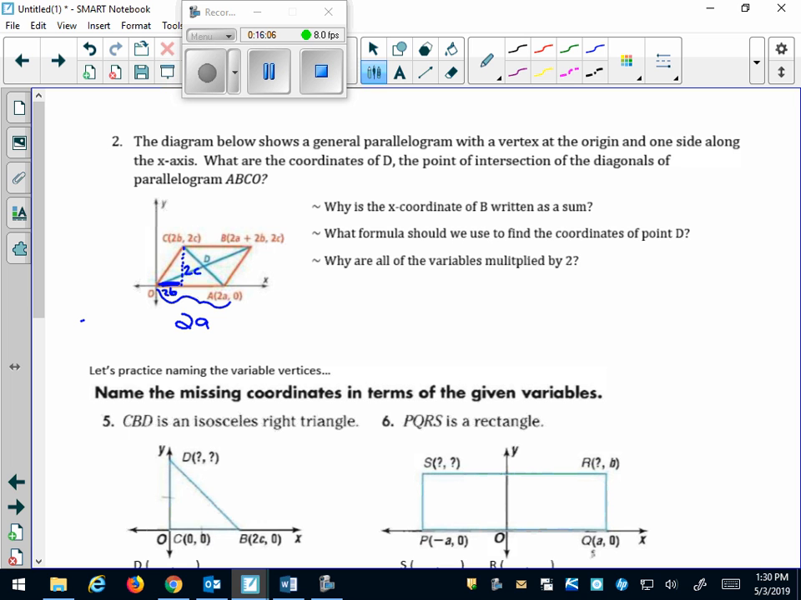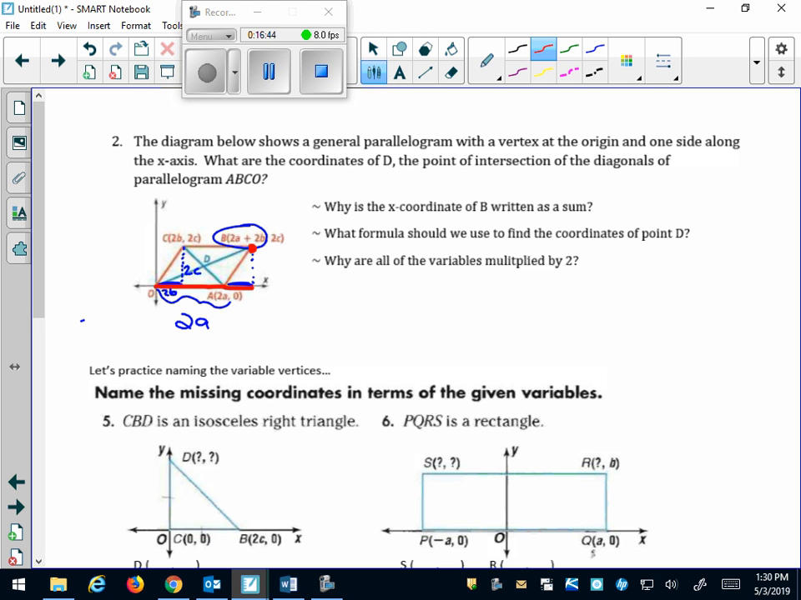And if it's a parallelogram, this piece and this piece will be the same. So again, that explains that coordinate right there. To get to this corner, I have to go over 2A plus 2B, and then up 2C. Now, you might wonder, why did they use 2A and 2B and 2C instead of A and B and C?